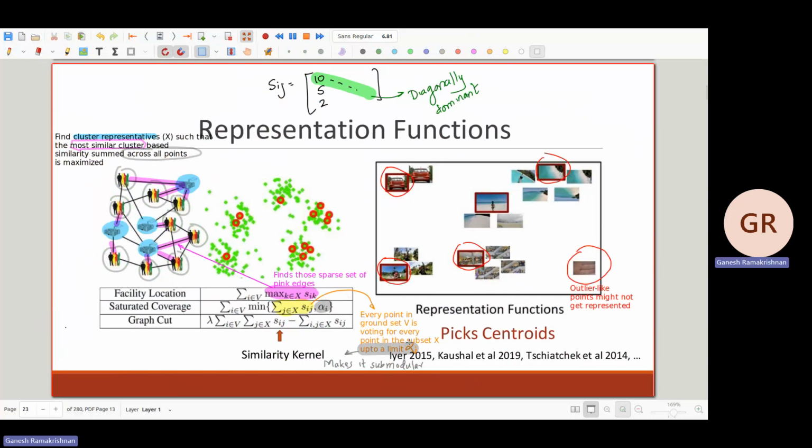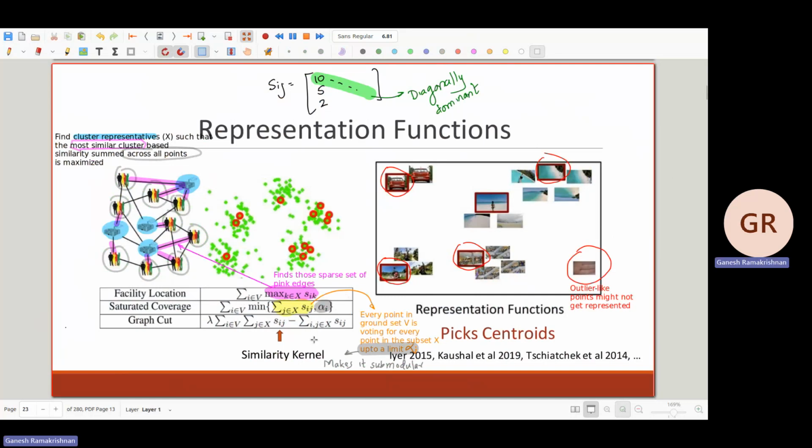But like elections, everyone votes. But then what are we saying? There's a threshold, up to a limit alpha_i. So I can vote, but I cannot cast more than one vote. In this case, there might be more than one or two votes. People can vote multiple times, but up to a limit alpha_i. So then you look at the min, that's why we take the min with the threshold. This is a submodular function, but unlike coverage, it's saturated coverage. So it is a representation function and not really a coverage function.